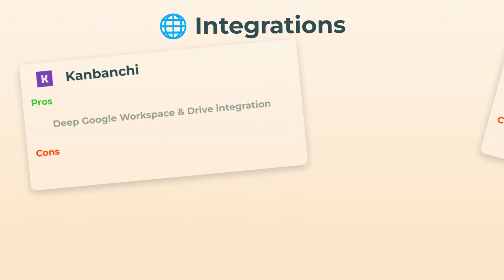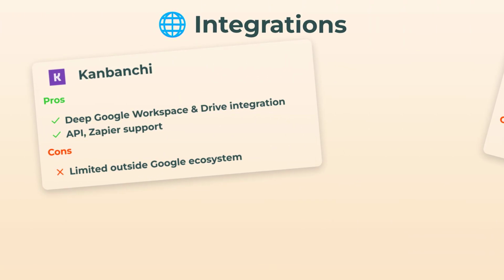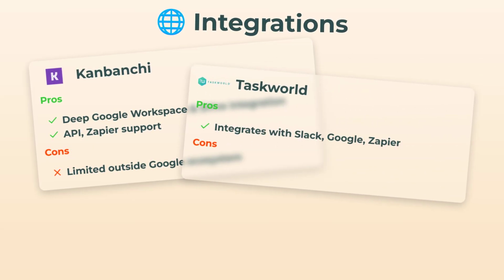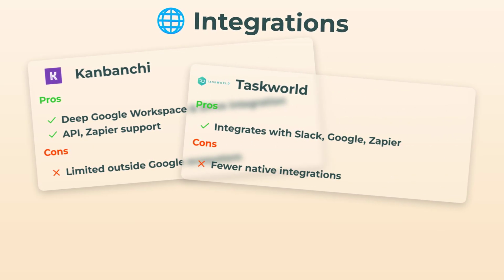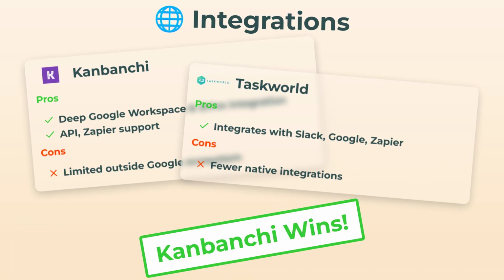Let's talk integrations. Kanbanchi is basically made for Google fans. Everything hooks seamlessly into Drive and Workspace, plus there's an API and some Zapier love. The downside? If you're not a Google shop, it can feel pretty limited. Taskworld tosses in Slack and Zapier support, which is nice, but its list of native integrations is way shorter. So if integrations are like your jam, Kanbanchi totally takes this round.